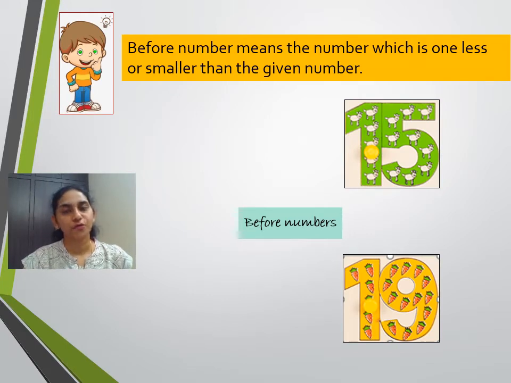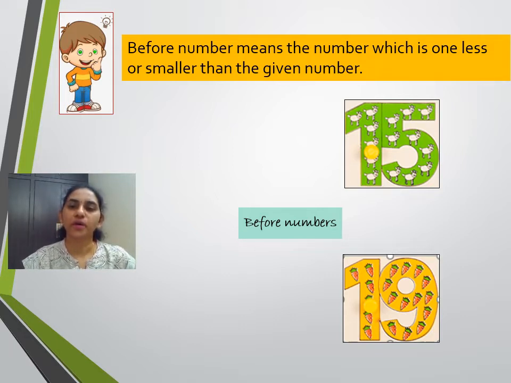What is exactly before numbers? In the previous classes, when we were learning about 1 to 10 numbers, we learned before, after and between numbers there also. So the same concept here also. What is the before number? One number before the given number. It goes in a decreasing order, or smaller. Means one less, one smaller than this number.